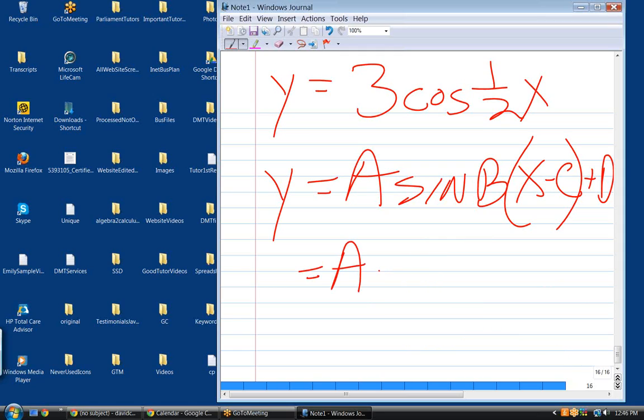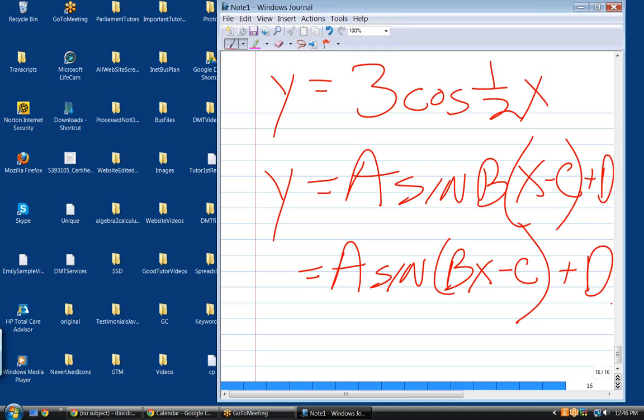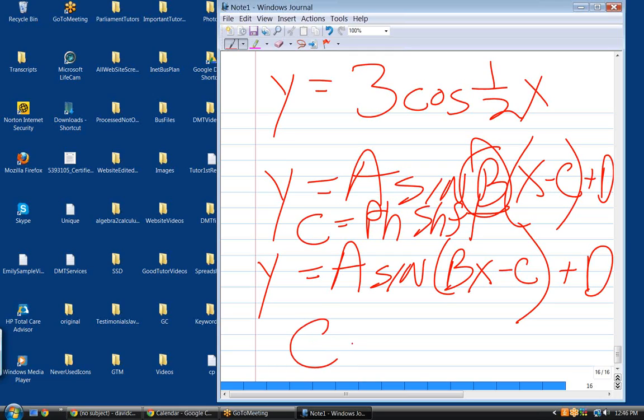Or, even if it's not a school system in Colorado, if that b is inside the parentheses, it's a different general format. Those are not the same. It doesn't change the period. B is the same either way. But what it does do is change the phase shift. When the b is outside the parentheses, your phase shift is C. When b is inside the parentheses, your phase shift is C divided by b.